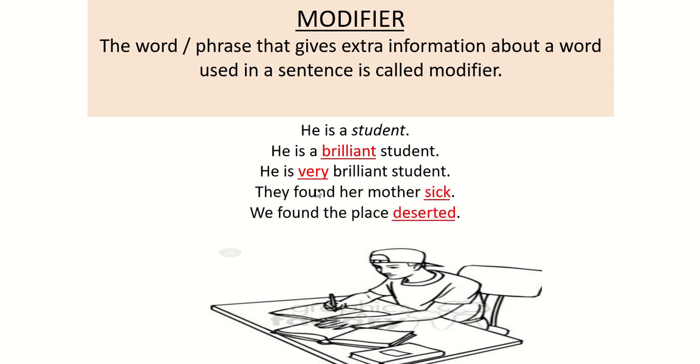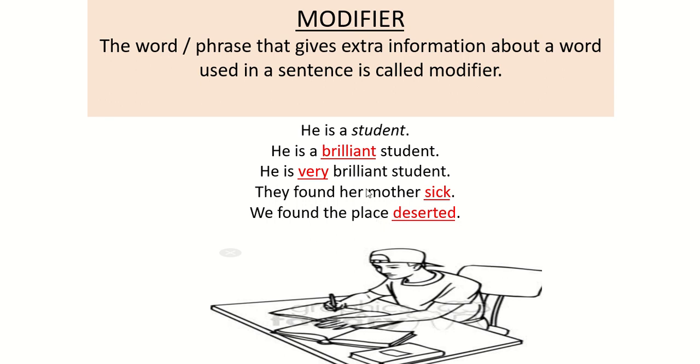Next, see more examples. They found her mother sick and we found the place deserted. These words sick and deserted are the modifiers of the nouns mother and place respectively. If I say we found the place, this is also correct. This is a complete sentence. This gives complete sense. But if I say we found the place deserted, it gives extra information about the place. So these words are called modifiers.